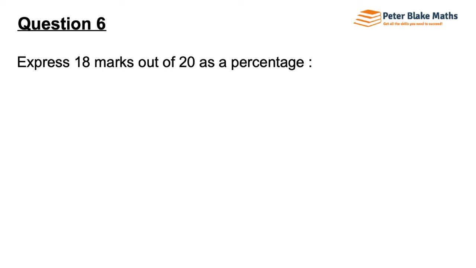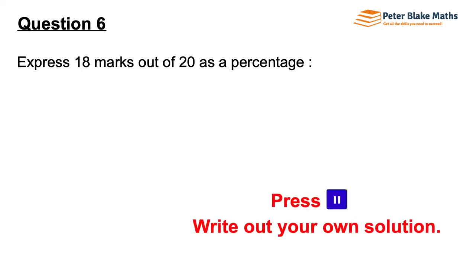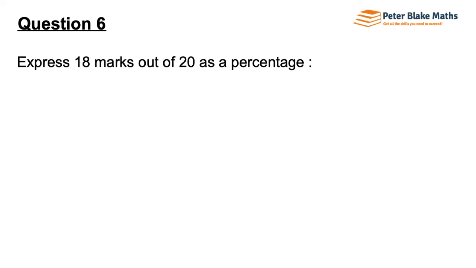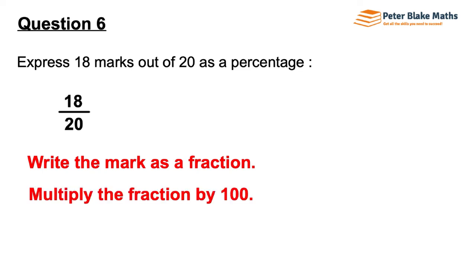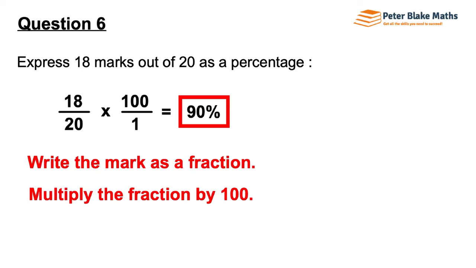Question 6. Express 18 marks out of 20, pretty good mark, as a percentage. So let's write this mark as a fraction. We've got 18 out of 20 in our test. I'd be showing Mum or Dad it pretty proudly there. Okay, and to turn that into a percentage, multiply the fraction by 100. So we can multiply across the top and across the bottom, or we can actually divide the bottom by 20 and the top by 20 if we divide the 20 into the 100. Anyway, we can simplify it a number of different ways, but we end up with 90% there.